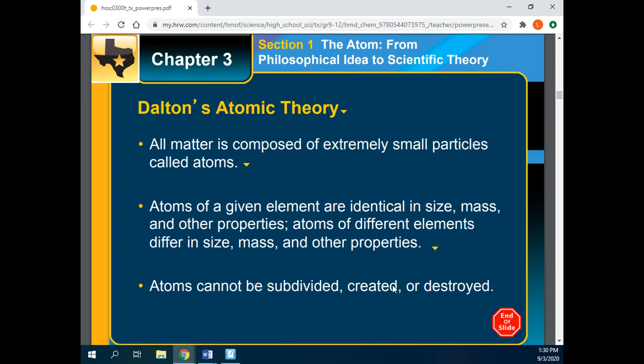Okay, the next thing you should write down is Dalton's atomic theory. You will need to have all the points of his theory. These are just the first three. There are more on the next slide. All matter is composed of extremely small particles called atoms. Atoms of a given element are identical in size. Now this was what he theorized a long time ago. It was just the original atomic theory. Atoms cannot be subdivided or created or destroyed.